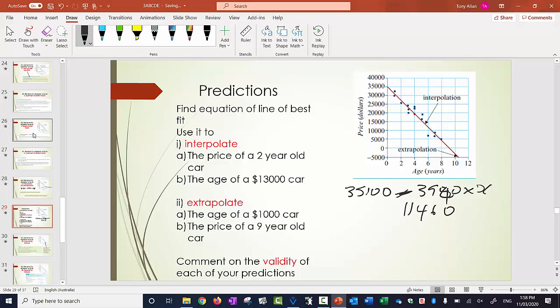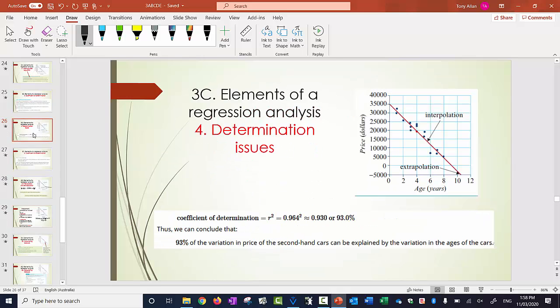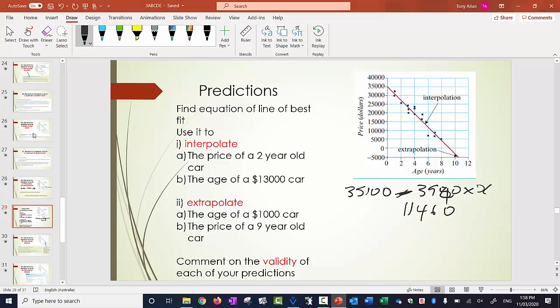That is the gradient on y equals ax plus b. On the equation that we got from here, it's all the same stuff. It's this one here, a $13,000 car. So we're given its value. So you've got to write 13,000 equals 35,100 minus 3940 times x. The unknown value is the age, so that stays as x, but we know what the answer is going to be, 13,000. Have you got the algebra to work out what that is?